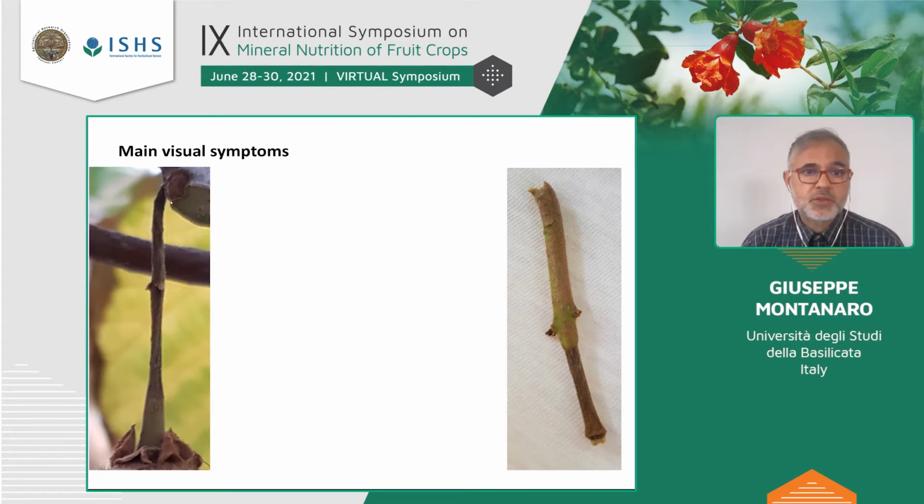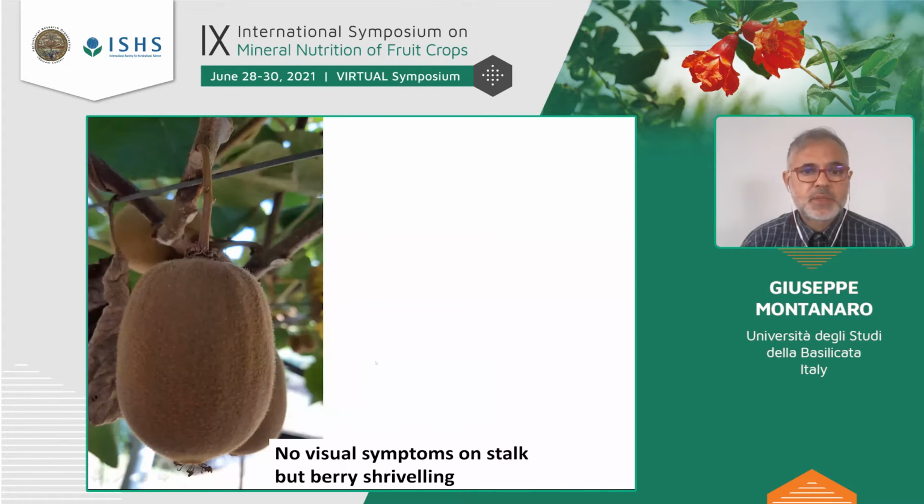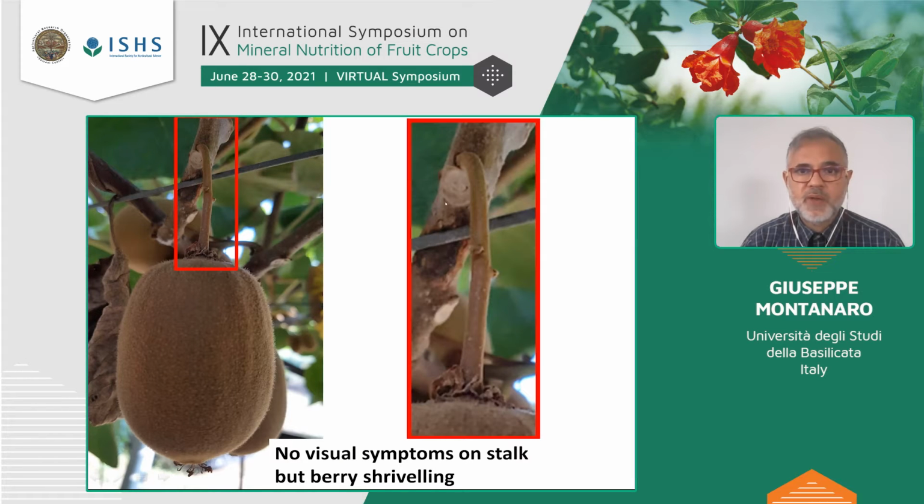You can see that dry tissue appears on the basal part of the stalk or at the distal part of the stalk. We also have intermediate conditions here, as you can see. Another symptom is on the berry. You can see that for the stalk, we have no apparent symptoms, but the fruit, the berry, is shriveling.